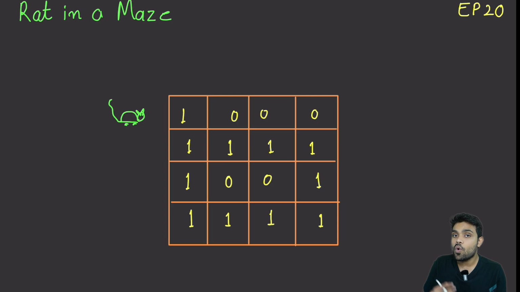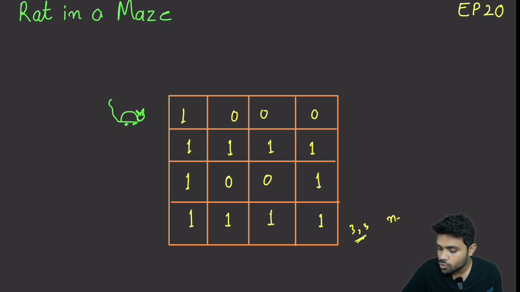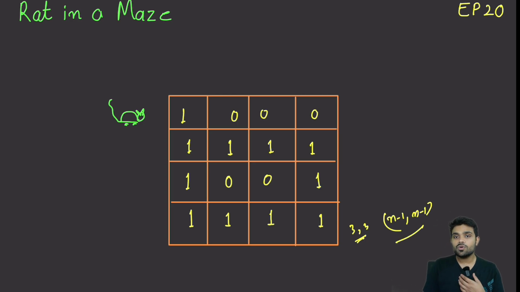Now the rat wants to reach the index 3 comma 3. If it is an n cross n matrix, then the rat wants to reach n minus 1, n minus 1. In the question it is given that the grid is square, but it doesn't matter. The algorithm that we are going to learn will work for n cross m as well, where the grid is rectangular. The algorithm remains the same.